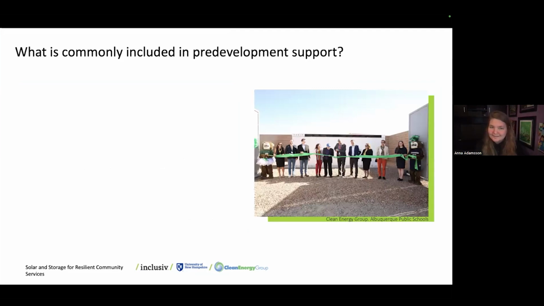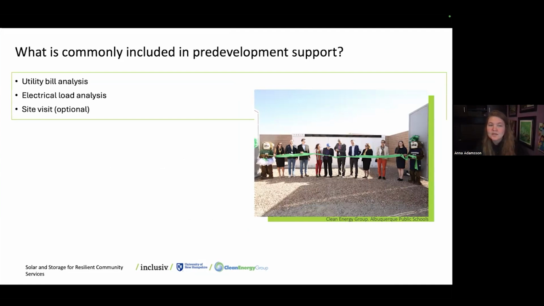Now, what is commonly included in pre-development support? And I put this into three different buckets. The first one is the analysis of the system. The technical assistance provider will generally ask for your utility bills for the last 12 months. They will also look at what electrical loads are the focus of your buildings, what kind of things require electricity, and optionally, they may host a site visit.